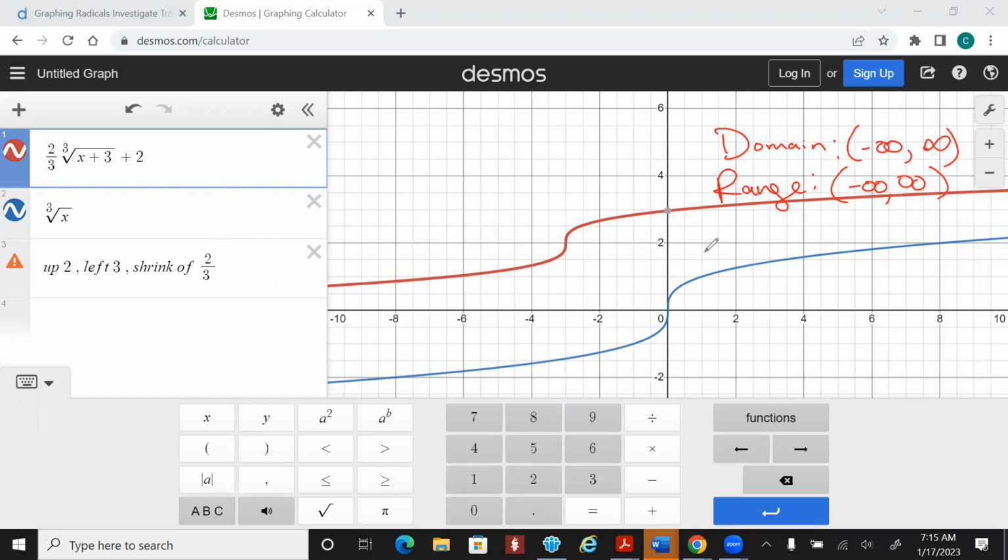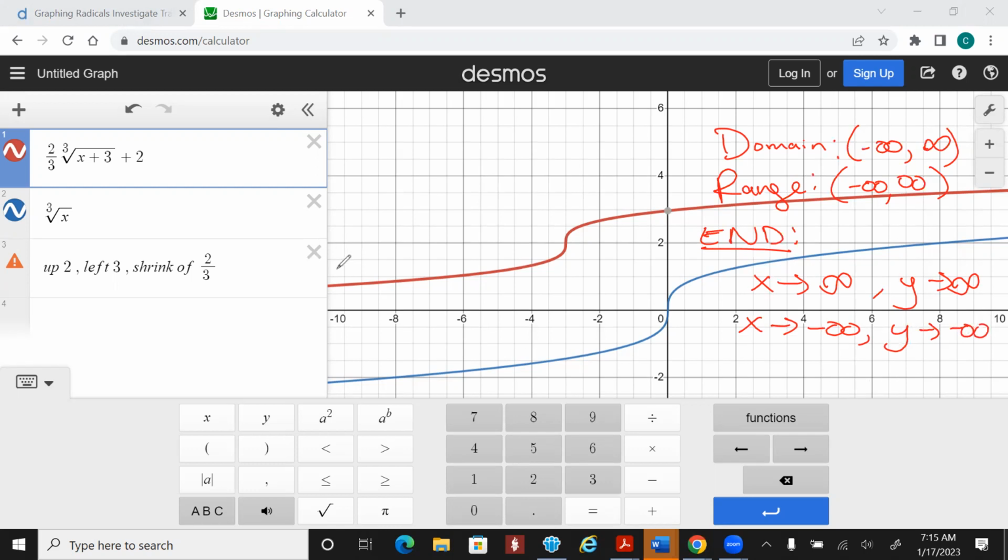End behavior is going to be as x is approaching positive infinity. So as we're going to the right, what's happening to our y values? Where are they going? It's going up, going to positive infinity. What about as x is going to the left? It's going down, right?